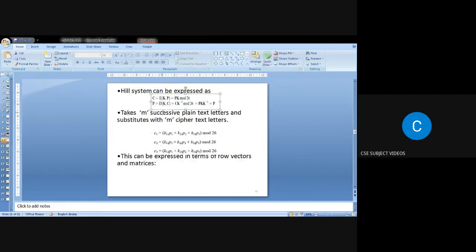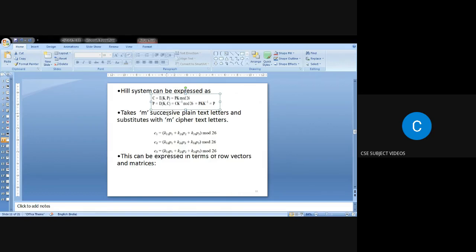While we are going with the Hill cipher, the formula applied is C equal to E of K, P, that is equal to P into K mod 26. This is the formula used to convert the plain text into ciphertext. Similarly, to get the plain text back, the formula is C into K inverse. The key K is shared between the sender and the receiver, but K is used for encryption, whereas in decryption the inverse of the key is used.